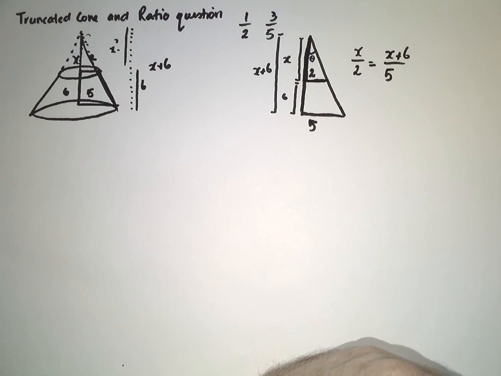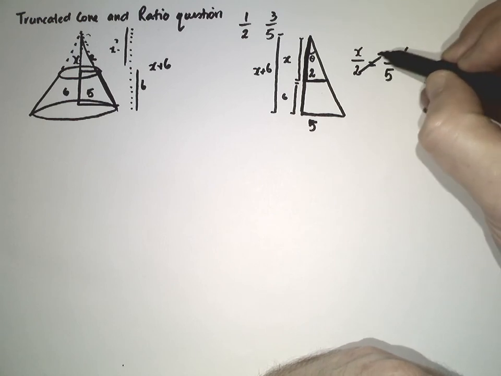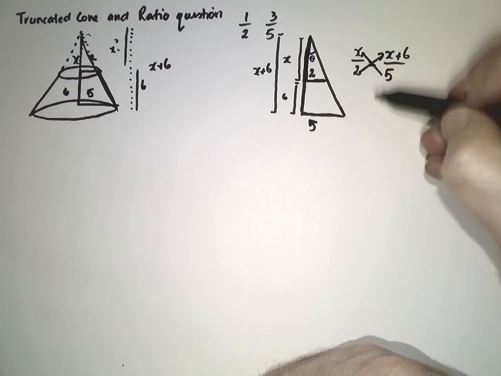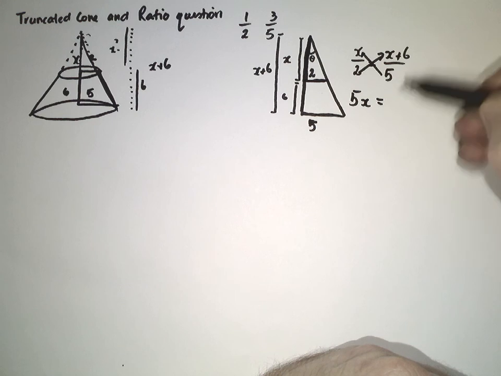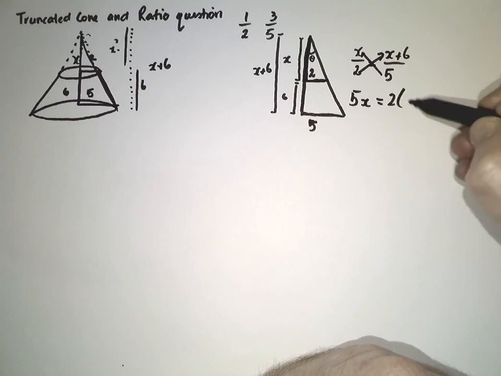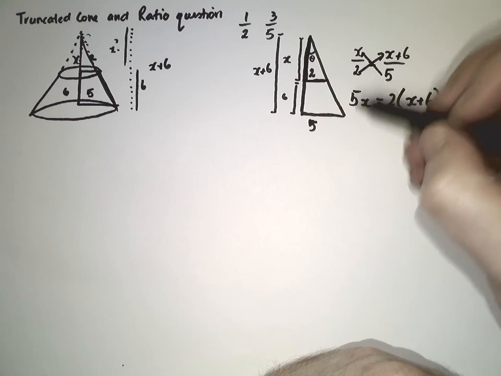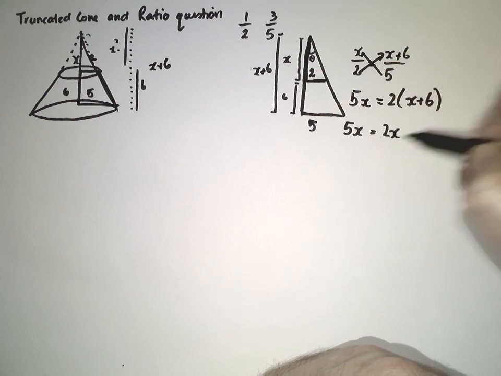Well, if we remember from our linear algebra, we can use the crossover method. So here I'm going to cross this over and go 5 times X, which is going to give me 5X. And here I'm going to go 2 times X plus 6, which I need to put in brackets because I've got to times 2 by both. So 5X is going to be equal to 2X plus 12.